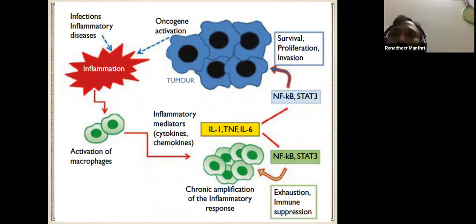It's both the infectious and inflammatory diseases. When there is inflammation, they stimulate activation of macrophages. This activation of macrophages causes chronic amplification of the inflammatory response, leading to inflammatory markers. These inflammatory markers cause oncogene activation. So oncogene activation can lead to inflammation, and inflammation can lead to oncogene activation. This is what we call a cycle, where either of them can cause inflammation, can cause malignancy, and malignancy can cause inflammation. Next slide.